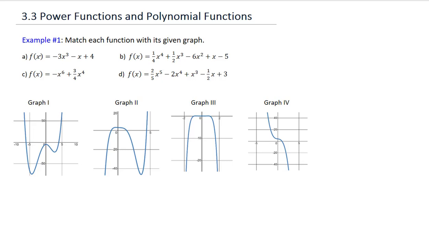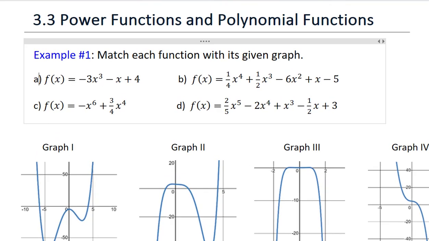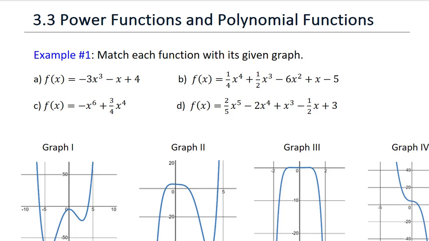For letter A, the function f of x is defined as negative 3x cubed minus x plus 4. Notice that to determine the graph of a function, we use the leading term test. The leading term for this function is negative 3x to the third, and its leading coefficient is negative, and therefore the left end of the graph is pointing upward and the right end is pointing downward. In other words, the left rises and the right falls.